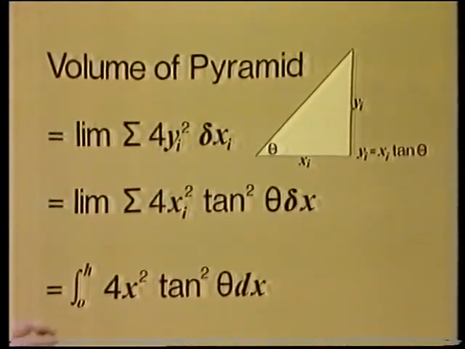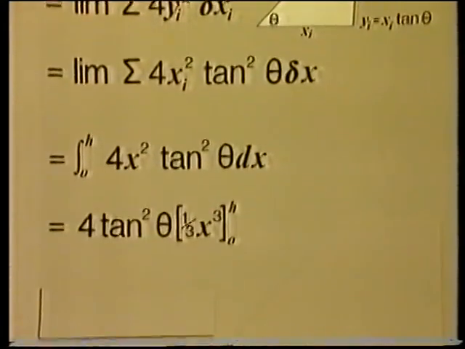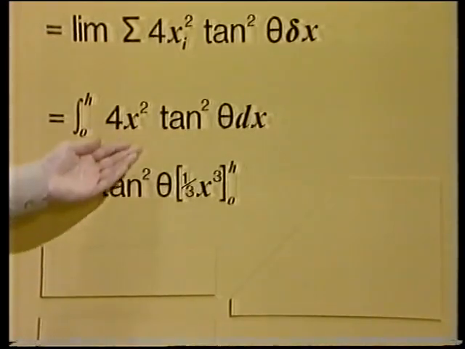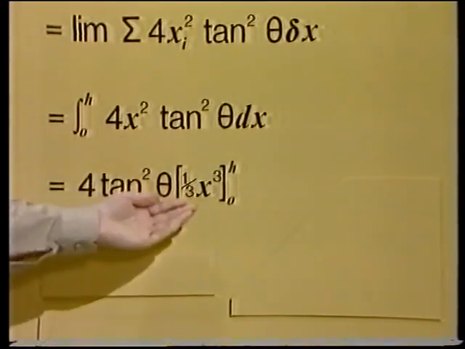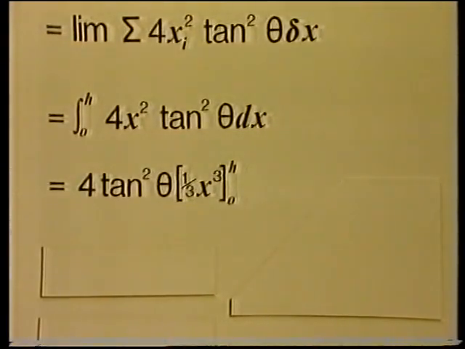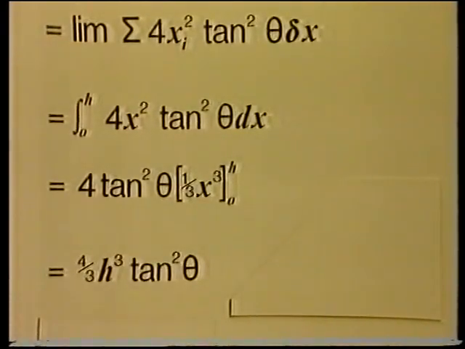Now we can evaluate that integral, and as before, 4 tan squared theta is just a constant, and x squared has primitive 1/3 x cubed. Evaluating this from x equals 0 to x equals h gives this expression as the volume of the pyramid.